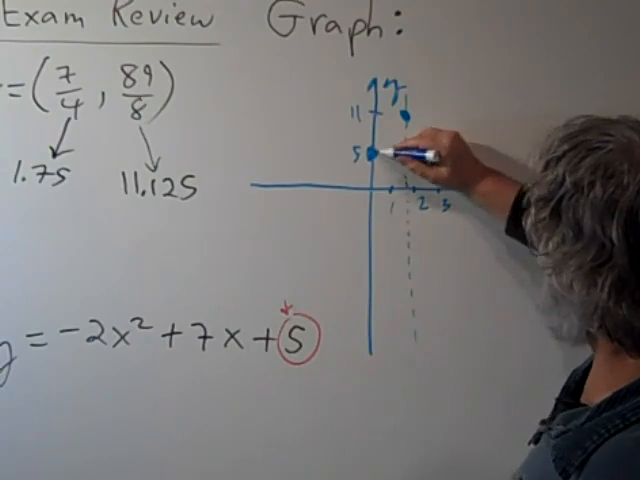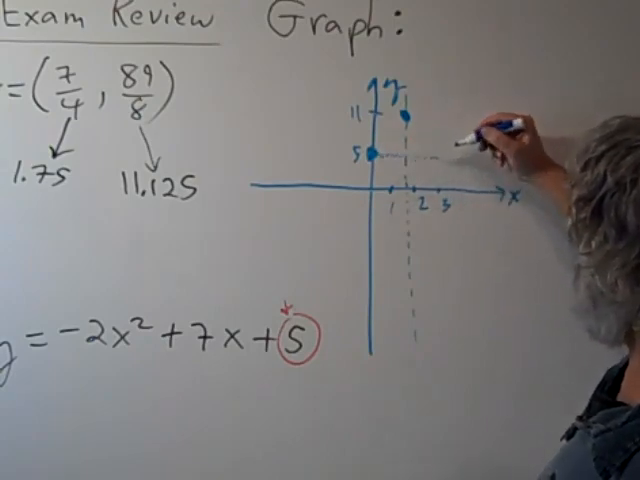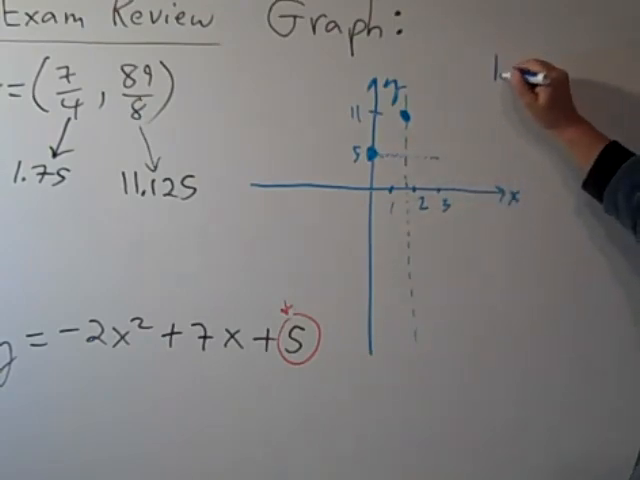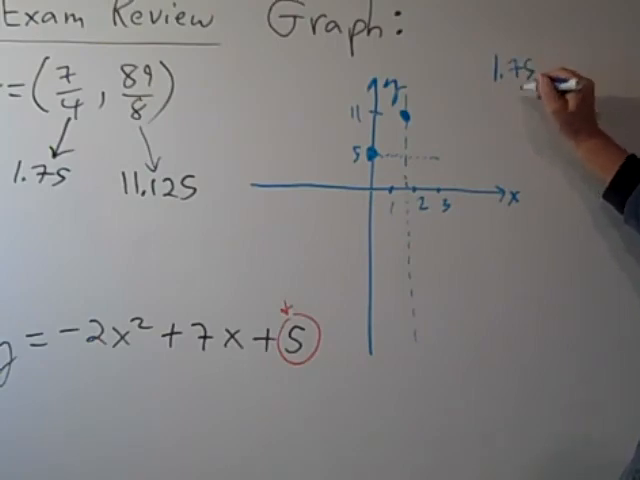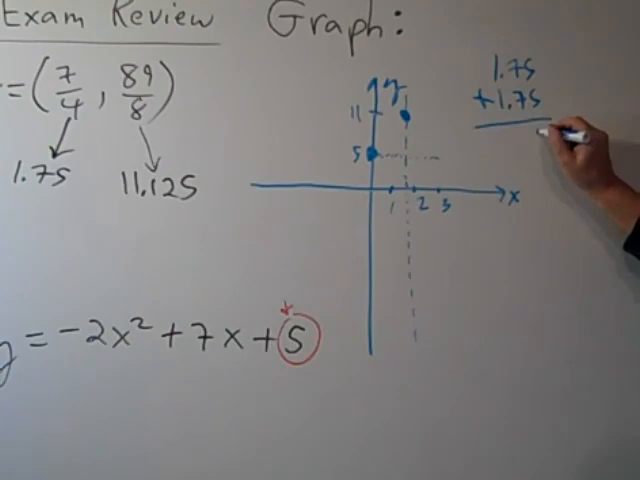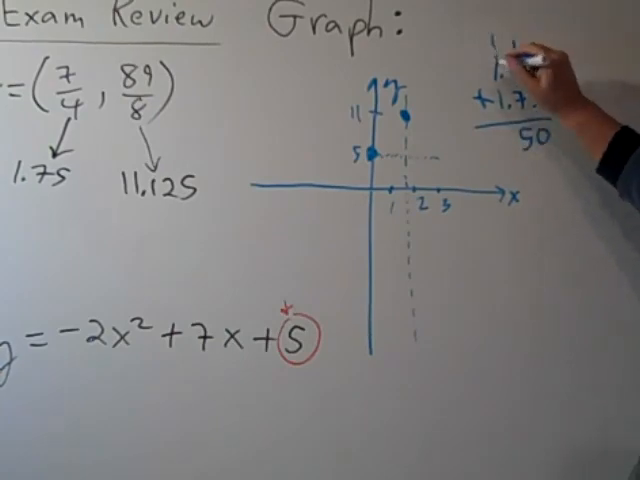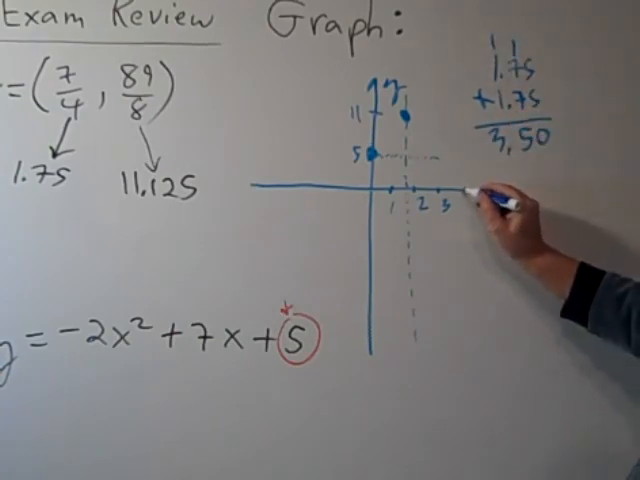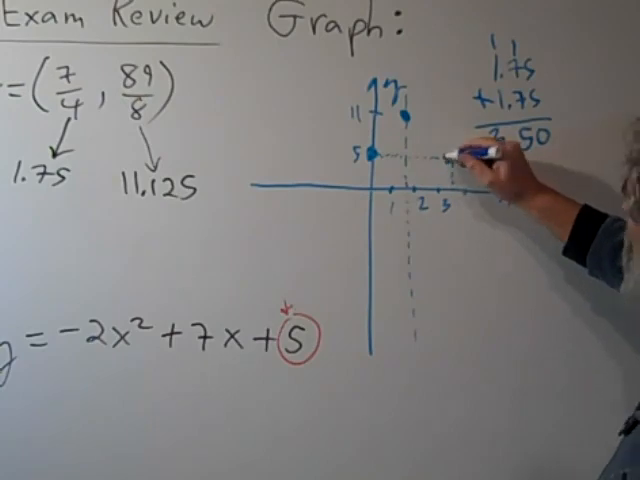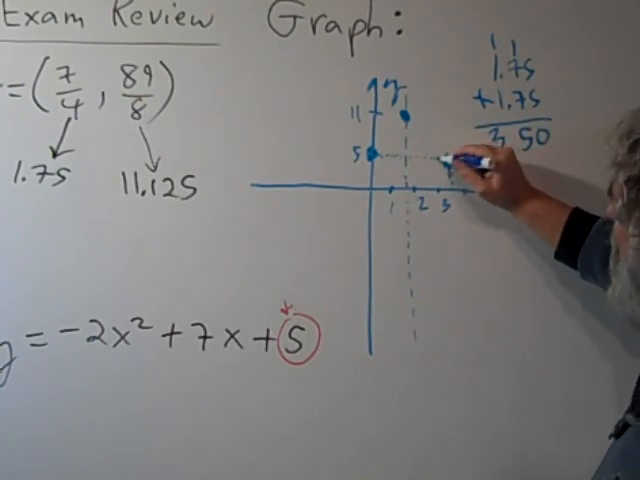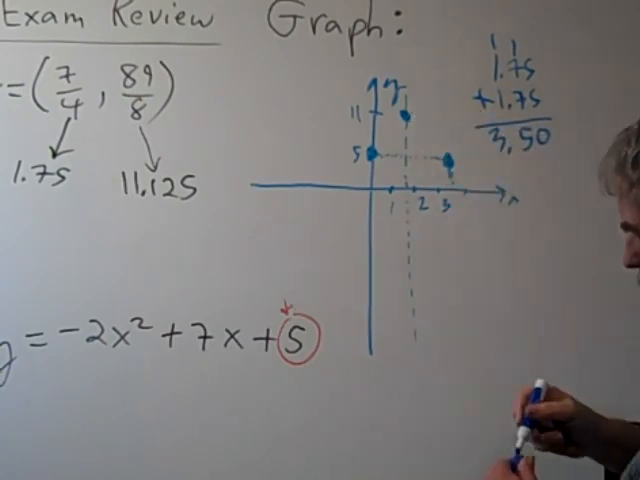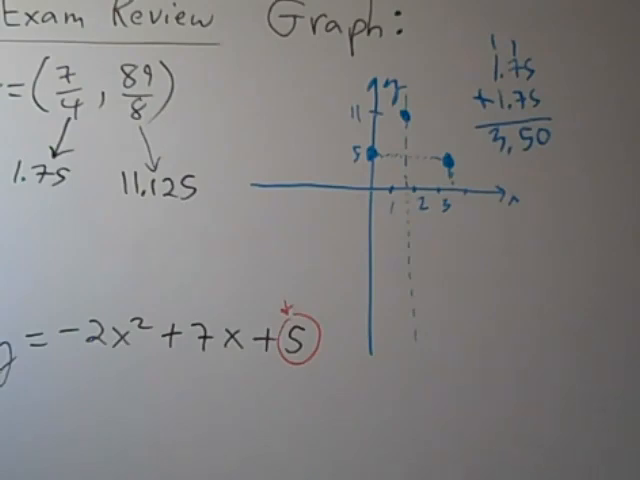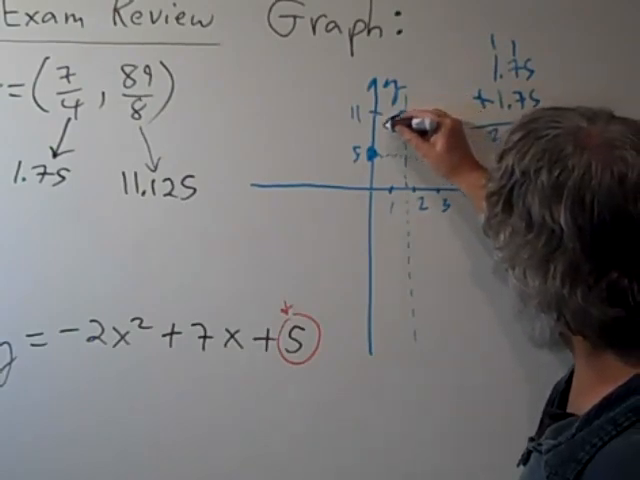That's the y-intercept. We get a free point on the opposite side. If you go 1.75 plus 1.75, you get 3.5, so here's the other mirror reflection point for that one. And so here we have our parabola. The parabola looks like this.